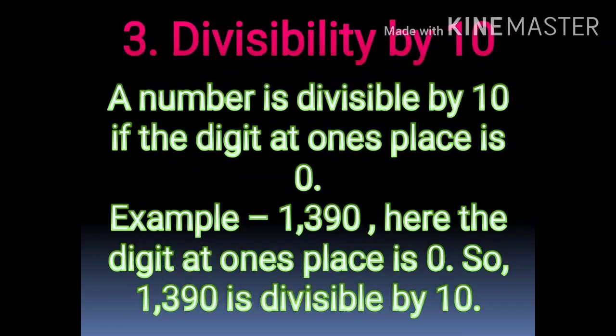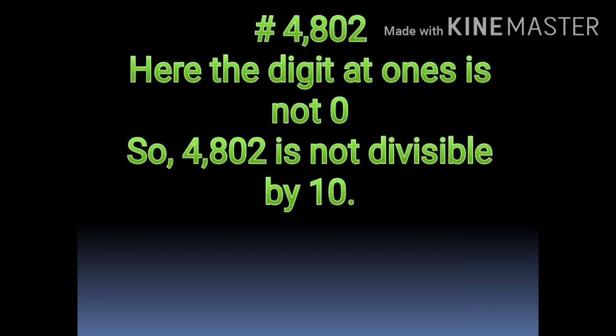Now next is divisibility by 10. A number is said to be divisible by 10 if the digit at its ones place is 0. For example, 1390. Here the digit at the ones place of this number is 0. It means 1390 will be divisible by 10. Another example that I have here is 4802. Here the number at the ones place is 2. It's not 0. So 4802 will not be divisible by 10.